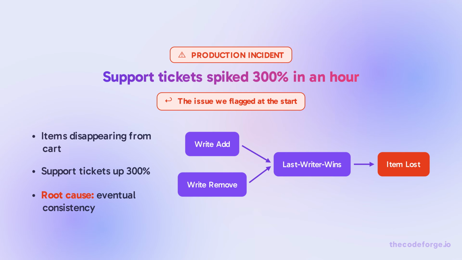This is the same issue we highlighted at the start. Here's exactly why that happened. The cart service used eventual consistency. Two concurrent writes, one adding, one removing an item, were resolved by last writer wins, silently dropping the add because the remove arrived later due to network latency.